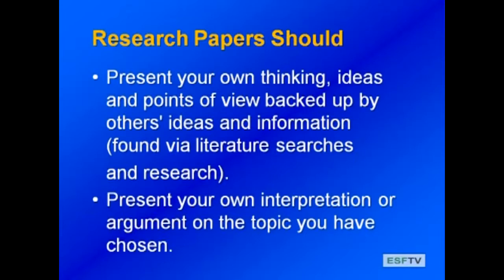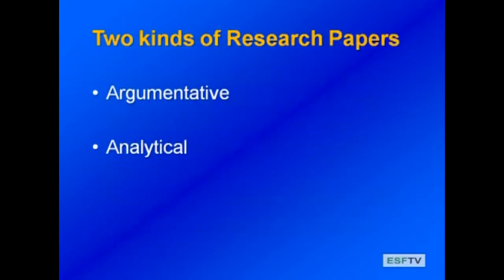In a research paper, you should present your own interpretation or argument on the topic that you've chosen. There's two kinds of research papers that could be assigned to you during your time in college: argumentative and analytical. So at some point during your time at college, whether you're an undergrad or a graduate, you're going to be asked to write a research paper, and you want to be careful to listen to the instructions from your professor or your TA to determine what kind of research paper you're writing and what kind of guidelines you should be following. Let's talk about the difference between argumentative and analytical research papers.